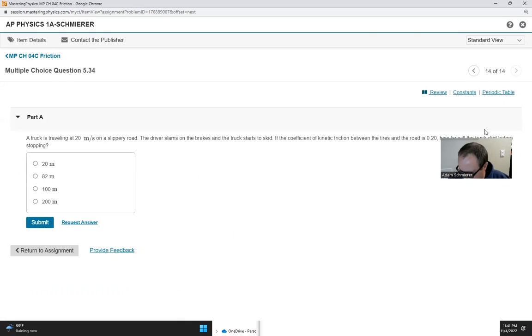Okay, so we're going to do number 14. I have a lot of people asking about this one. This is the last problem on here. But this is good because it hits a whole bunch of math stuff.